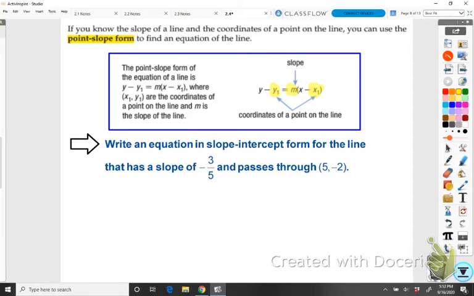So write an equation in slope-intercept form for the line that has the slope of negative 3/5 and passes through that point. So we're going to start in point-slope form. This is m. And then we'll take that from point-slope form to slope-intercept form. So we have y minus y1, which is the -2. Then we have m, -3/5, times x minus x1, so that's the 5.